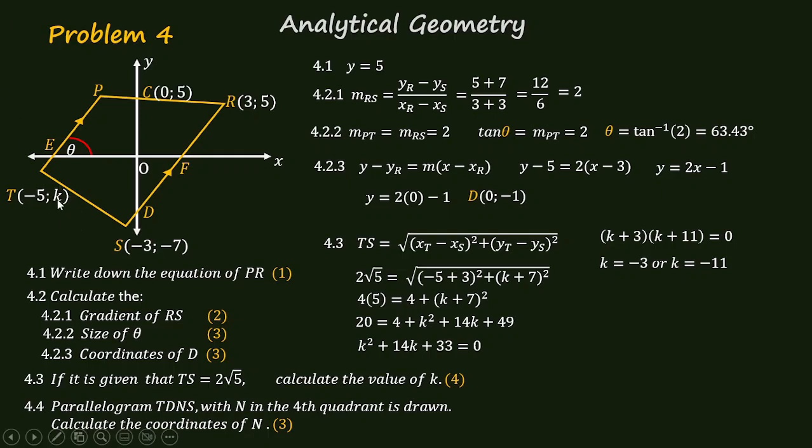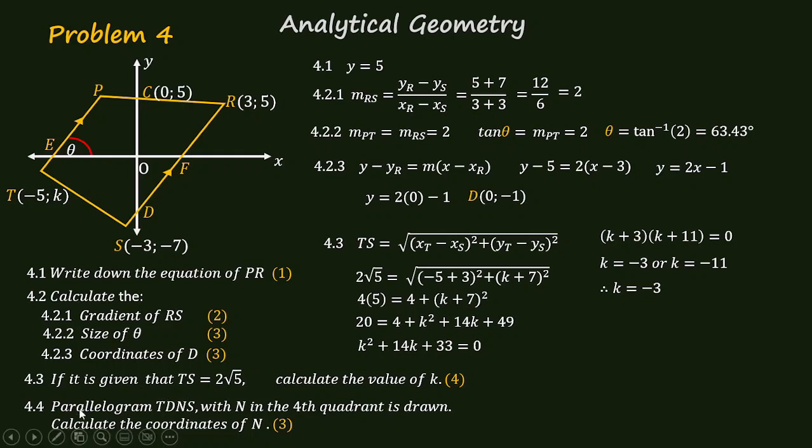K can't be minus 11 in this situation because the smallest y value that we have is minus 7. So for minus 11 to exist, it must be way below this minus 7. Therefore, we can't take minus 11, so the value of K will be minus 3. That's the reason we get two values, but minus 11 can't fit because the smallest value we have is minus 7, and K must be bigger than minus 7. So our K is minus 3.